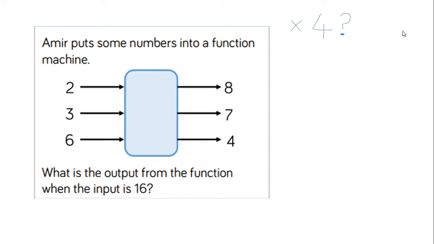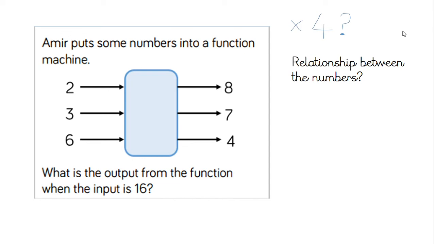Okay, so here we can look at the top one. Go from 2 to 8. Well, it could be multiplied by 4. Or it could be, perhaps, add 6. But if we look at the other questions, that's not going to fit for those outputs. So here we must maybe now look at the relationship between the numbers. So if the multiplication and the addition function doesn't work, let's look at those numbers. What do we notice about those numbers?